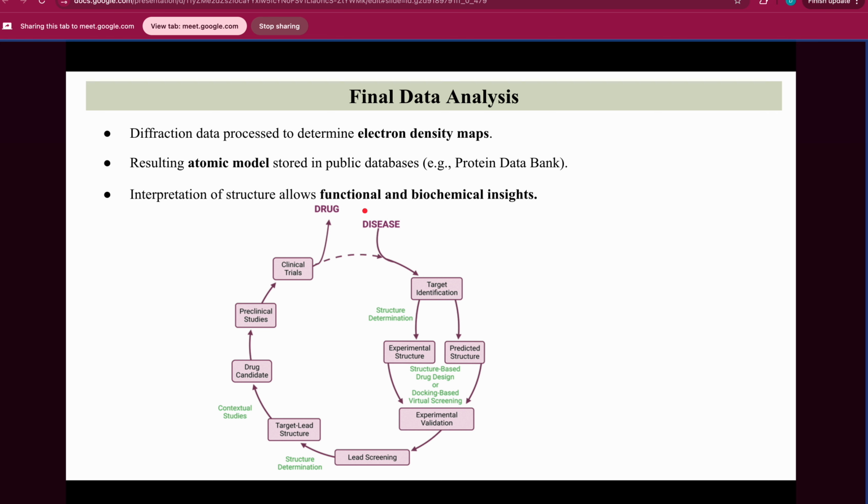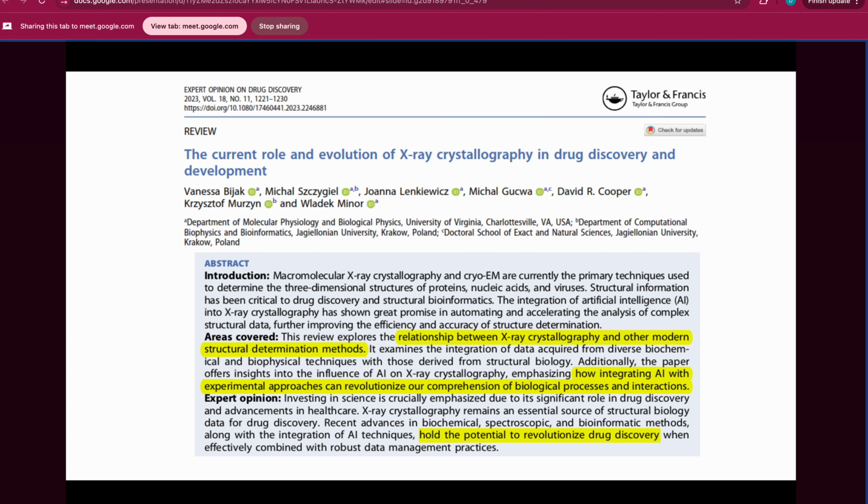So this is just to give you an overview of how structural identification can help you to design drugs and identify the proteins which are involved. Along with this, the physicochemical properties of that protein can also be identified, and other analyses can also be done.